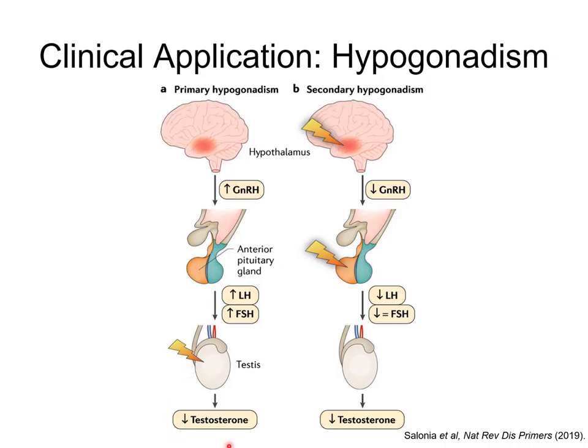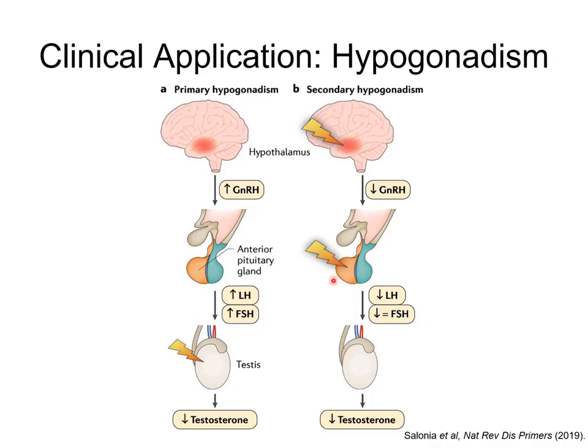Now, some of the therapeutic strategies for primary hypogonadism is primarily to basically give exogenous testosterone to the individual. Testosterone therapy. Now, secondary hypogonadism, shown here on the right, this can be other conditions that are affecting either the hypothalamic neurons that are responsible for this axis or the anterior pituitary.